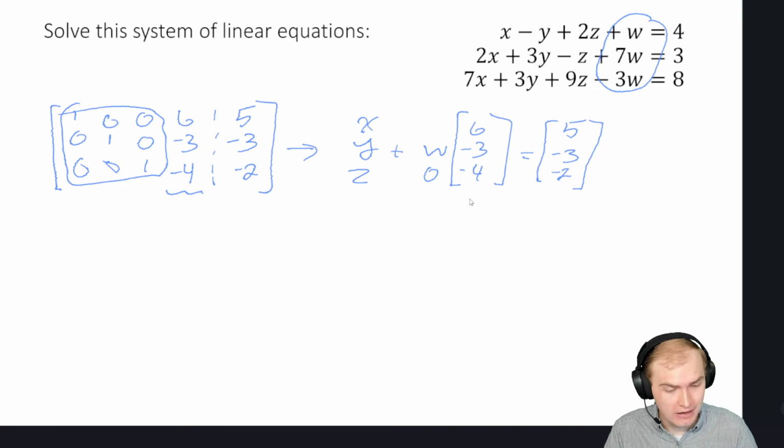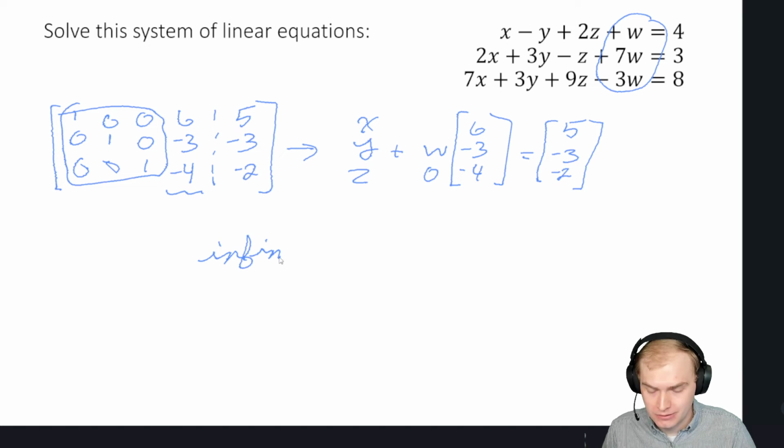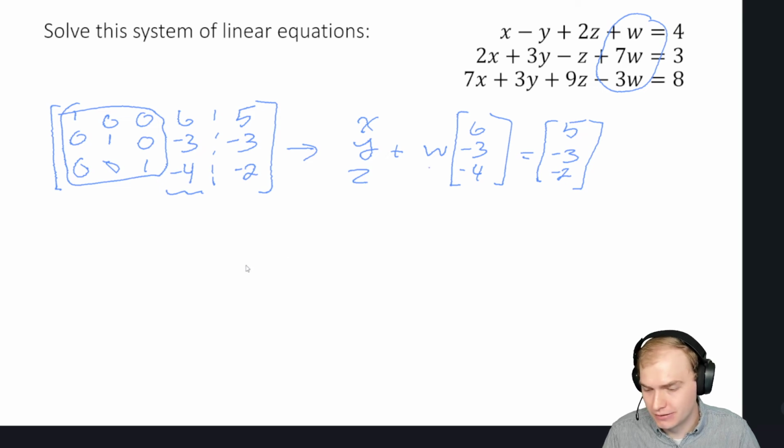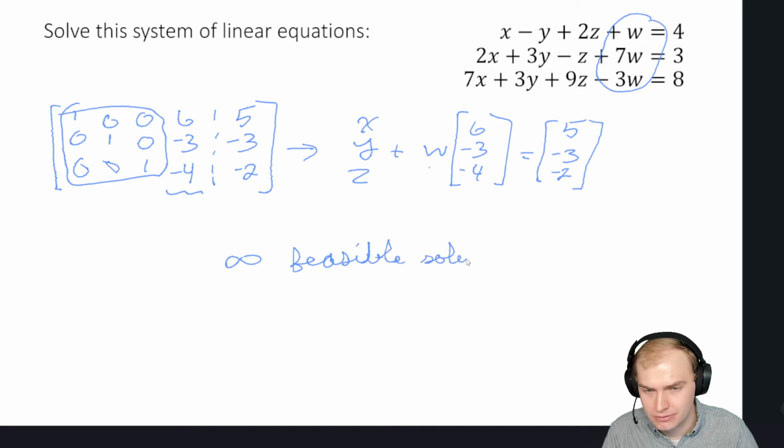So here we actually have, I'm writing on a drawing board, so my handwriting may not be flawless. And also my spelling is atrocious. So I'm just going to not even try to spell infinite. Infinite feasible solutions.